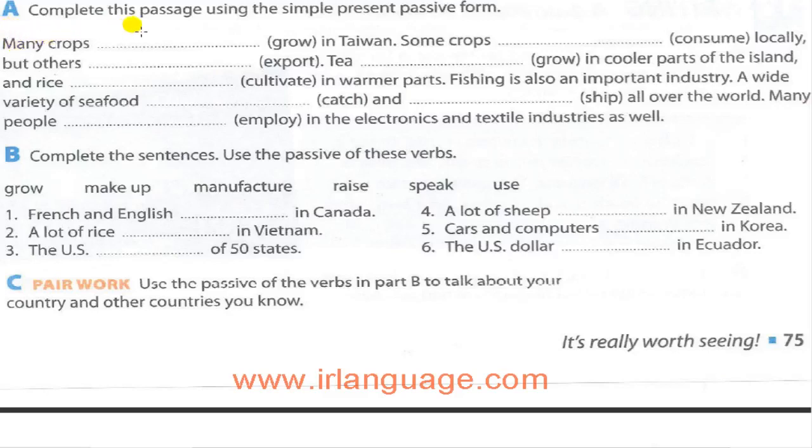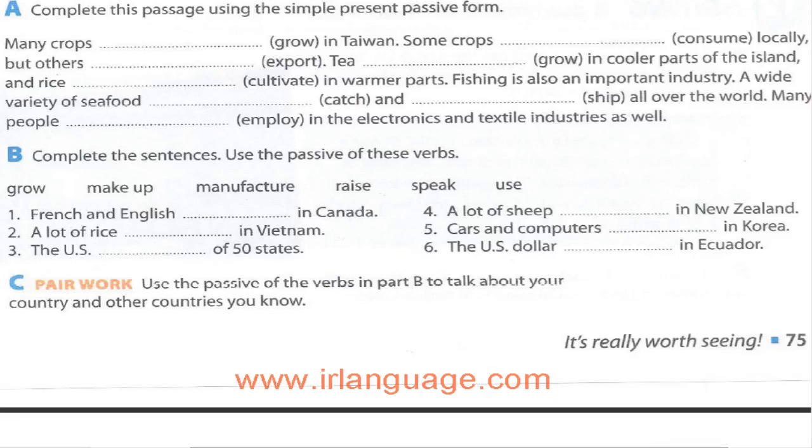A. Complete this passage using the simple present passive form. In this exercise, we are going to read this part and put all of these verbs in passive, in present. You will write is, are, plus pp. Many crops grow in Taiwan. The verb grow, many crops, crops with s plural, is or are. Many crops are grown. Grown, the pp. Many crops are grown in Taiwan.